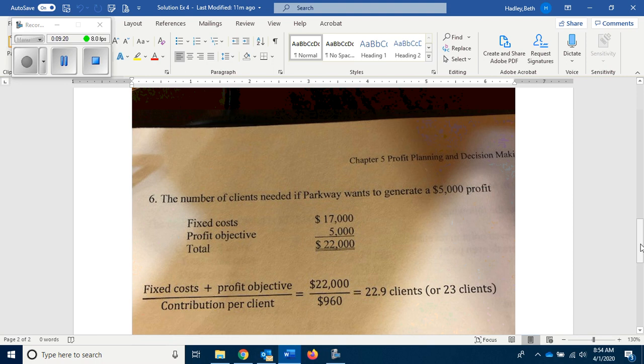So 22,080 minus our fixed cost of 17,000 gives us a profit of $5,080. So we've met our profit objective of 5,000, and because we can't have partial clients, we have a little bit left over, which is our $80.